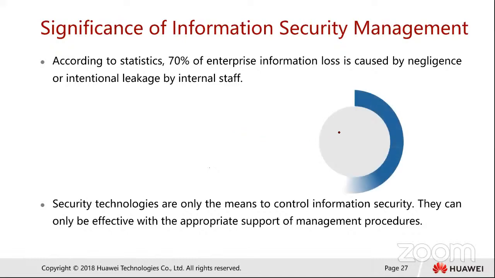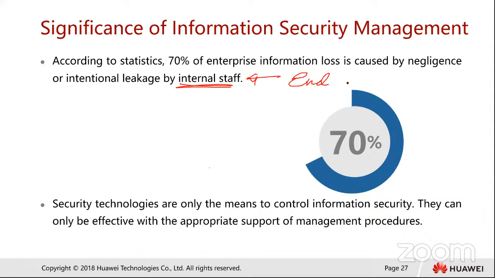So we have already seen that about 70% of our data is being leaked by our internal staff. Remember, the end users are the closest people to our information, isn't it? The people who collect, the people who process, the people who transmit and send and request, and the people who store the information. So they have direct access to our information, meaning that the people are the greatest risk to our information. I hope that is clear.